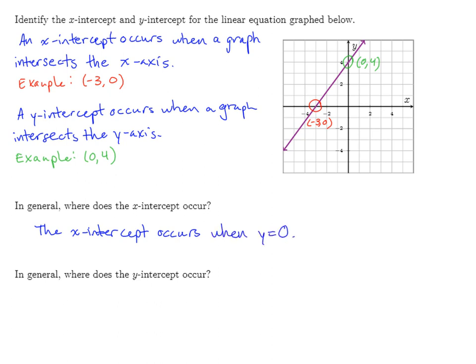Now, it's a little bit counterintuitive because we're talking about the x-intercept occurring when y equals 0. And so we want to remember that the x-intercept occurs when a graph intersects the x-axis. And when we're on the x-axis, the y value is 0.